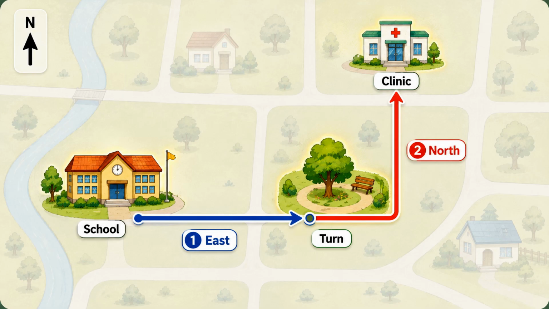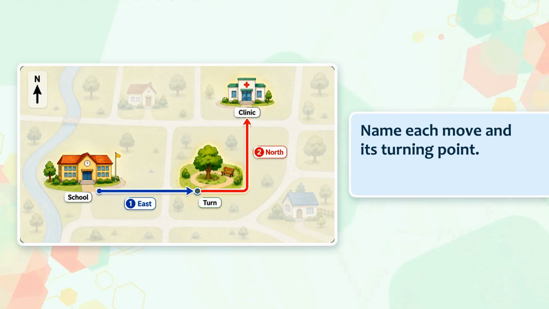A route must be described one segment at a time from its named starting point. The park is the turning point, so saying east first and north second keeps the traveler from making the second movement too early. The route becomes clear when place and direction are paired. Name each move and its turning point. That makes the instructions easy to follow.